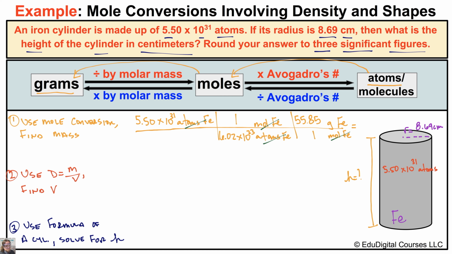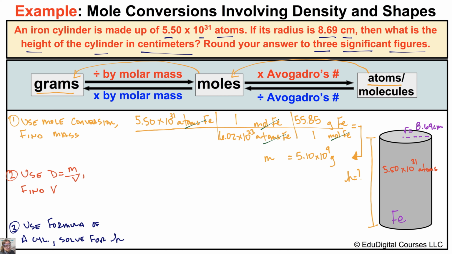So we'll take 5.50 times 10 to the 31st. We're going to divide this by 6.02 times 10 to the 23rd, and then we're going to multiply by 55.85. And we're going to end up with 5.10 times 10 to the 9th grams. And this is going to be our mass. So we found the mass of our cylinder. It's 5.10 times 10 to the 9th grams.